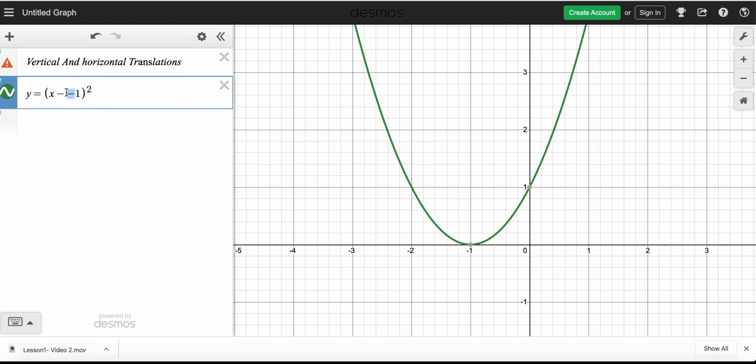And just for simplicity, and writing things in simplest form as we like in math, we just type plus here instead of negative, because negative times negative is positive. That is the horizontal translation.